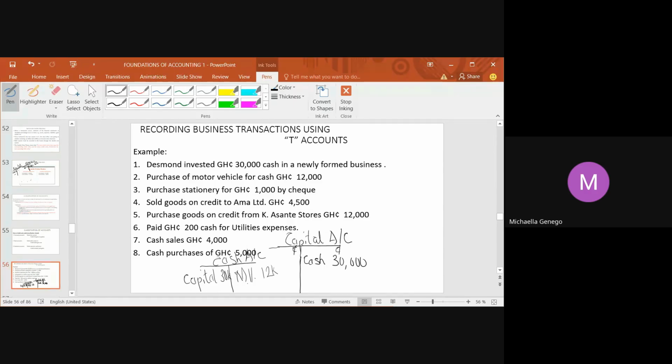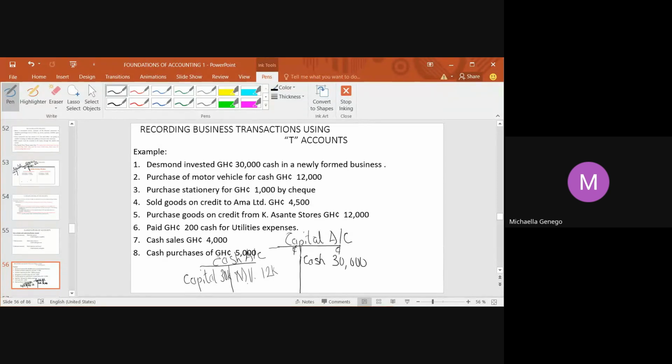We've established that we've opened the two here. We come to our second example. It says purchase of motor vehicle for cash, 12,000. So what accounts would we have? We have the cash account and the motor vehicle account.